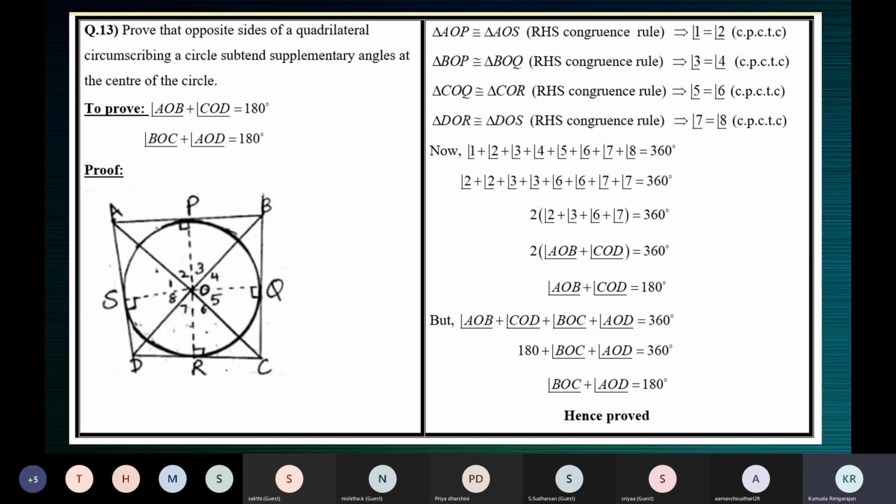Children, please take a screenshot of this one and complete it later. Here I've not mentioned everything, children. RHS, I've just shown you how to work on RHS. These two triangles are congruent by the RHS rule, CPCT, angle 1 is equal to angle 2, like this.